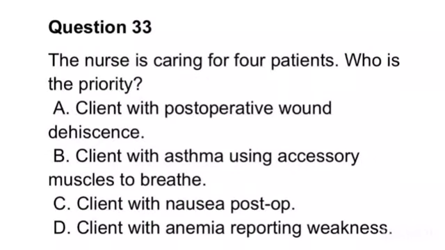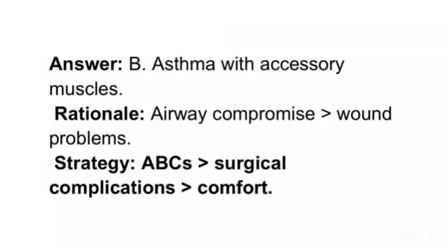Question 33. The nurse is caring for 4 patients. Who is the priority? A. Client with postoperative wound dehiscence. B. Client with asthma using accessory muscles to breathe. C. Client with nausea post-op. D. Client with anemia reporting weakness. Answer: B. Asthma with accessory muscles. Rationale: airway compromise over wound problems. Strategy: ABC over surgical complications and comfort.